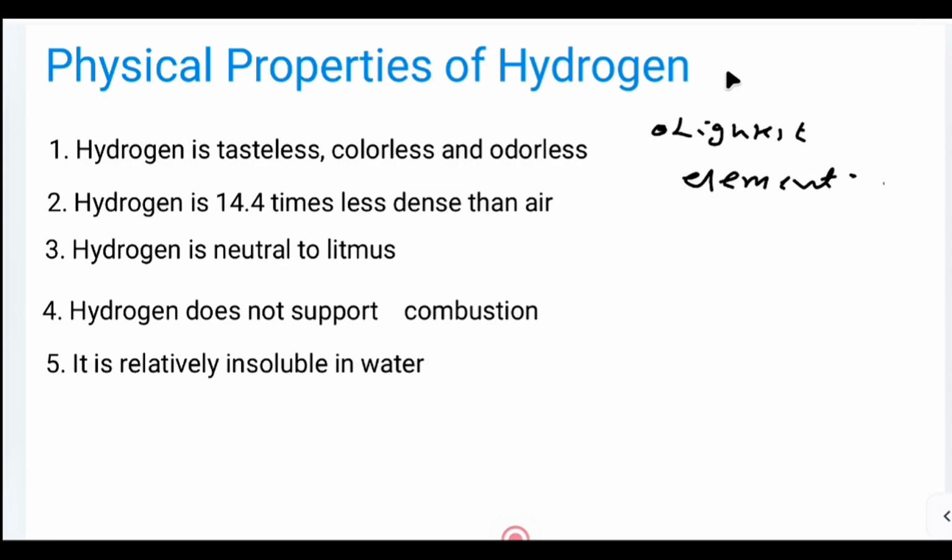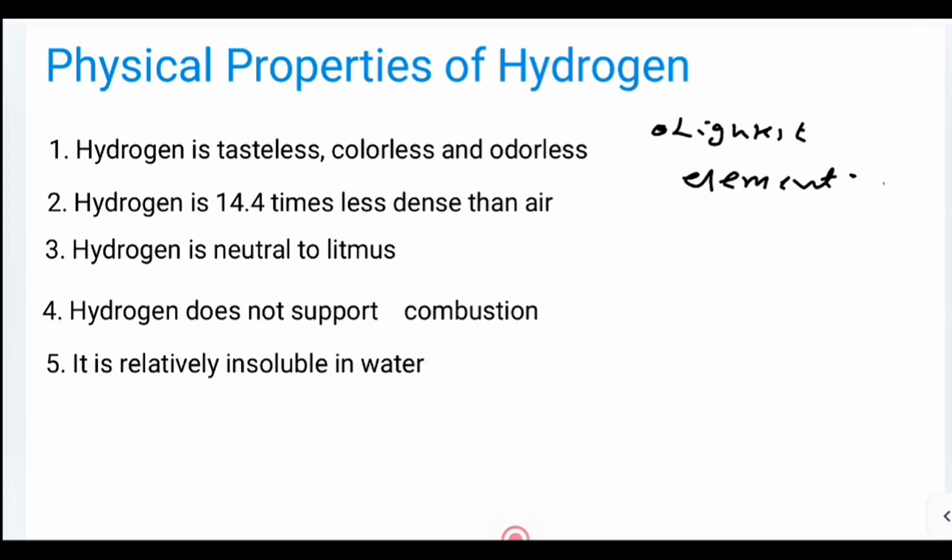Hydrogen does not support combustion. In other words, you can't use hydrogen to start a fire the way you do with oxygen or your cooking gas. You cannot use hydrogen by itself to start a fire. However, hydrogen is combustible, meaning you can set hydrogen on fire. You can use another gas such as oxygen to set hydrogen on fire.